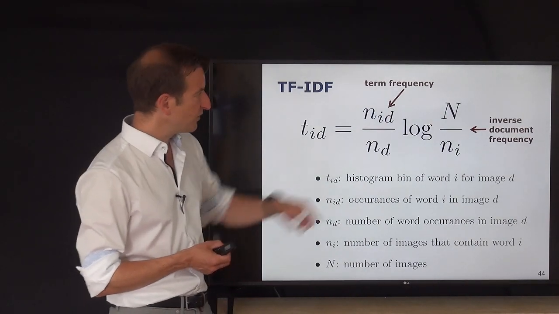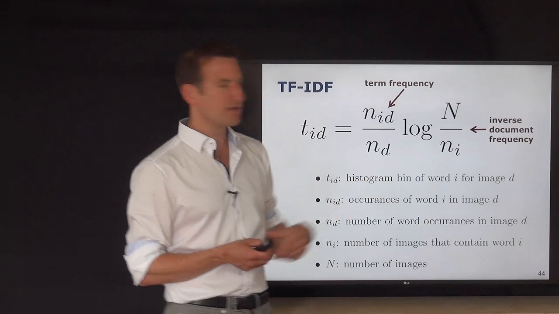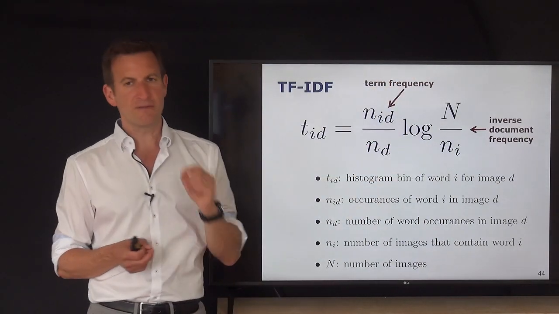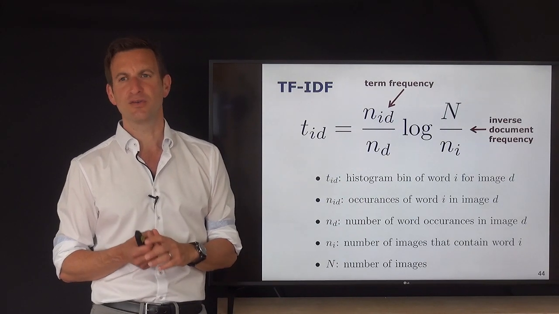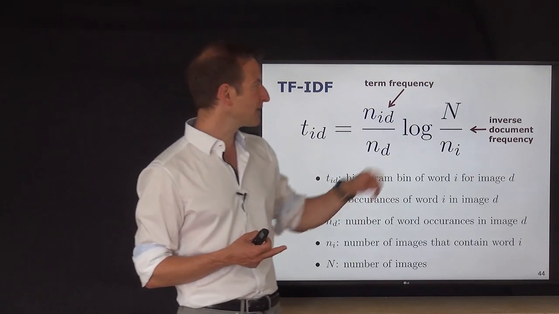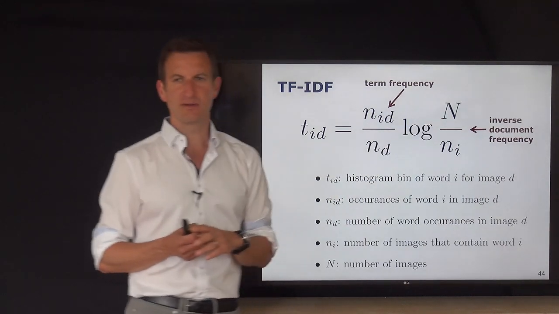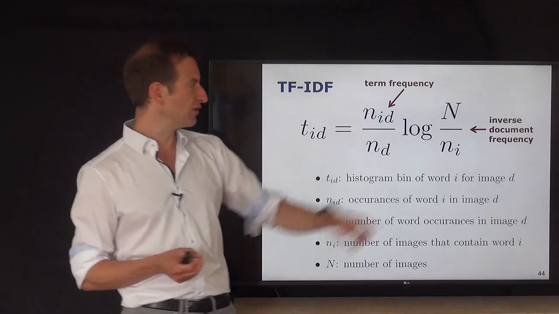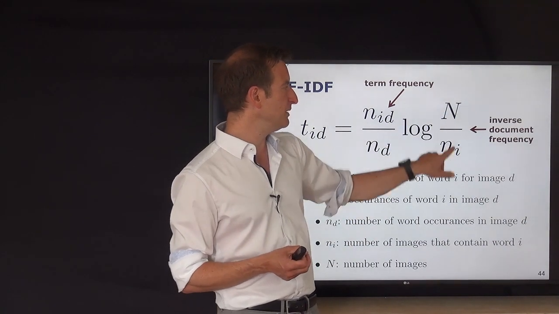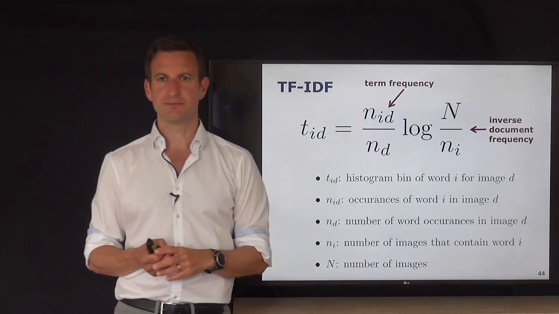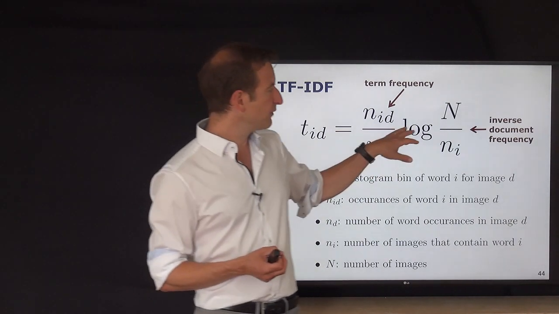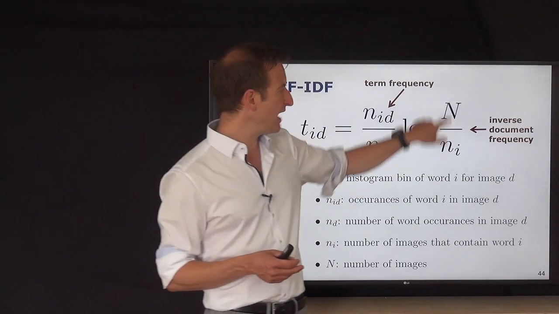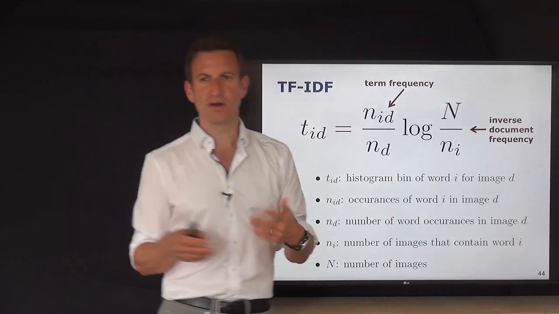The inverse document frequency has this capital N, the number of images in my database, and I'm dividing it by the number of images in my database where the word I occurs at all. So if, let's say, I have 100 images, and in 50 of those images one visual word occurs, this would be 100 divided by 50, which is 2, so this would be the logarithm of 2. And if you have a visual word that appears in every image, this would be N divided by N, which is 1, and the logarithm of 1 is 0.